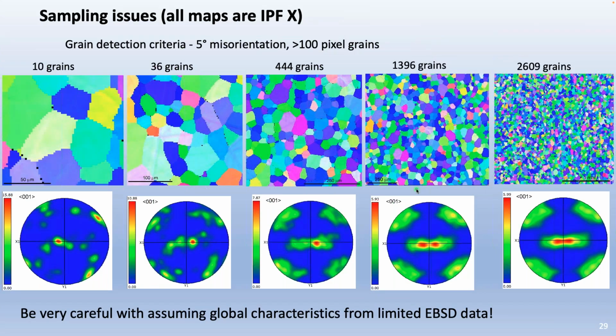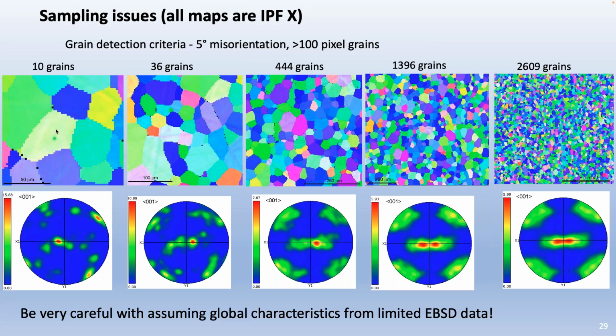What happens if we didn't take that much data? So here's a sampling from random areas within that larger map, where I've taken 10 grains, 36 grains, 444 grains, again, and so on, up to 2,600 grains. And then represented the texture with a pole figure, the same 001 pole figure. And you notice what happens here. This is a measure of the randomness.